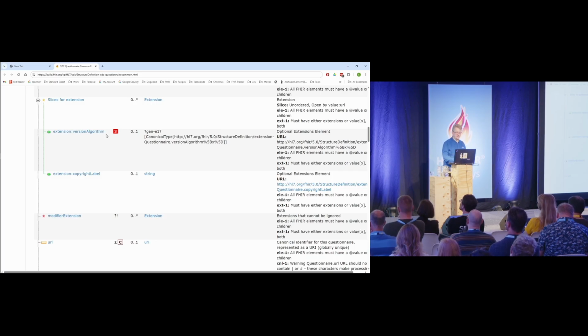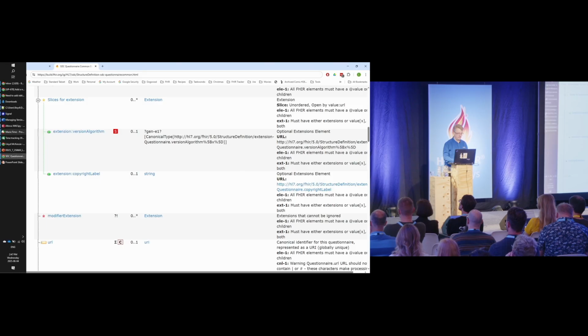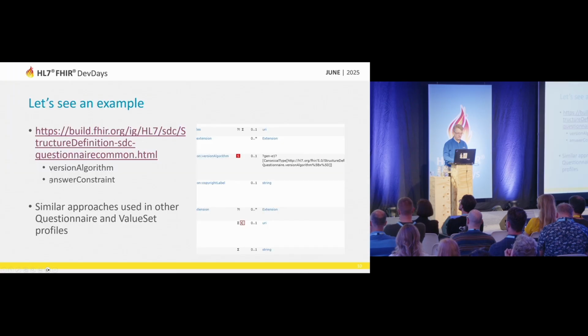So we actually said, you have to support this. You don't have to have one, but you have to pay attention to this. You have to be capable of dealing with it if you want to declare that you are conformant to SDC, even though it's a feature of R5. And we've done that a few different places. We did that for questionnaire, and we did that for value set. Those were the only two that had changes that we really needed to worry about.